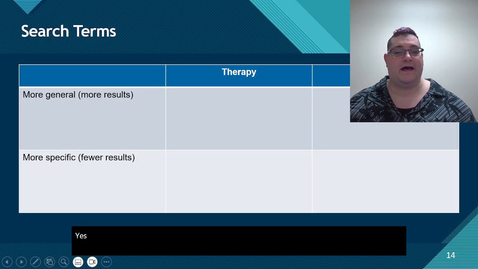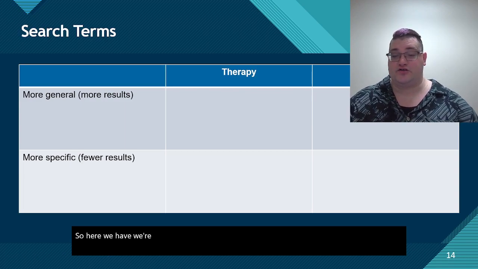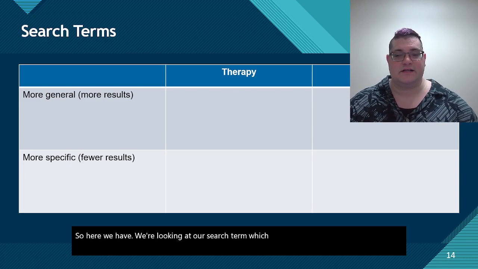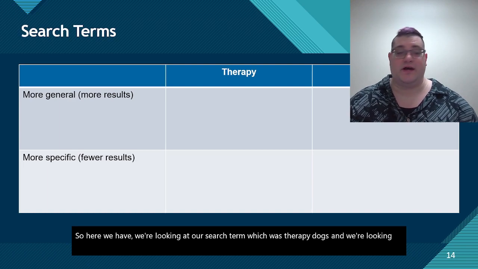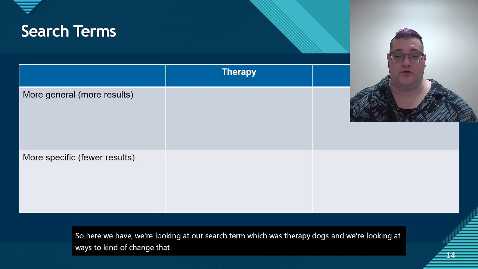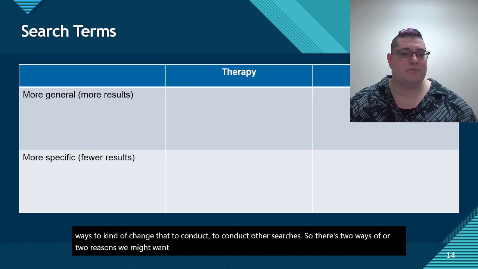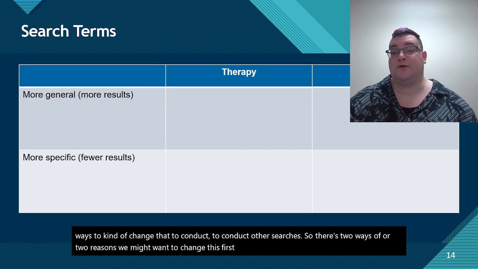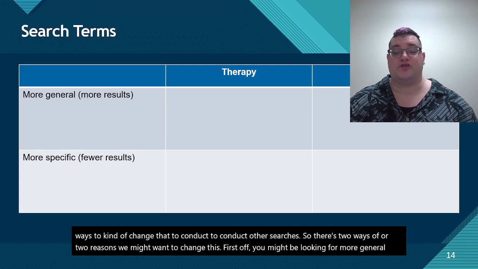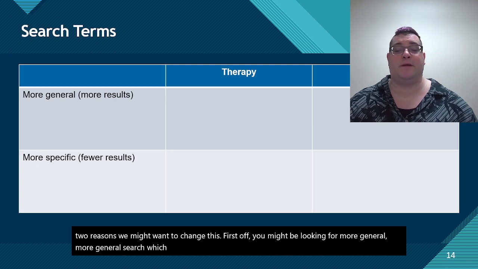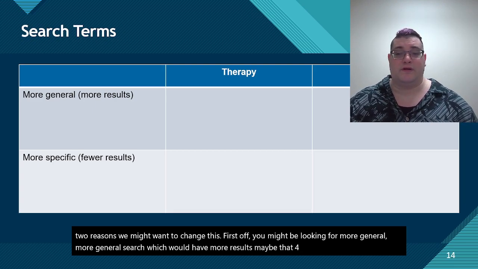Okay, so here we're looking at our search term, which was therapy dogs, and we're looking at ways to kind of change that to conduct other searches. So there's two reasons we might want to change this. First off, you might be looking for a more general search, which would have more results. Maybe that 414 was not enough, but you want to stick to Psych Info.